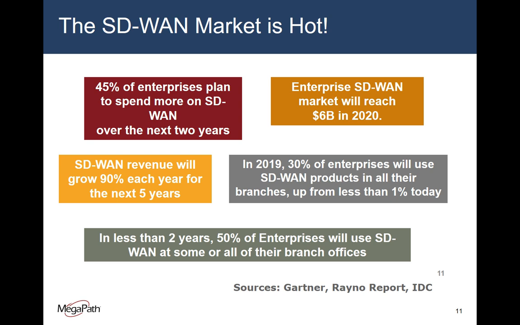Some of the numbers we gathered from Gartner, Reno, and IDC predict that the enterprise SD-WAN space is going to reach $6 billion by the year 2020. Revenue is going to grow at a 90% clip each year for the next 5 years. And in less than 2 years, half of all enterprises will have SD-WAN at some or all of their branch offices. So this is growing at an increasingly fast rate, it's here to stay, and the opportunity is now.